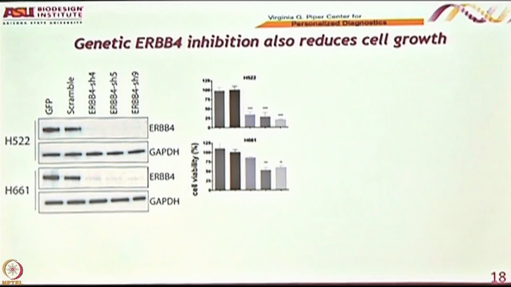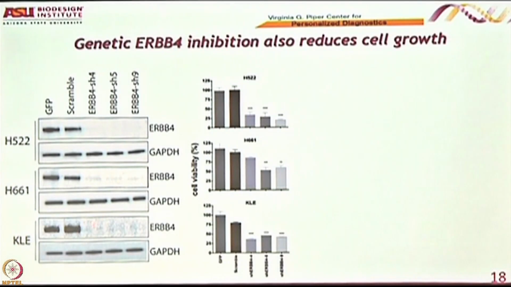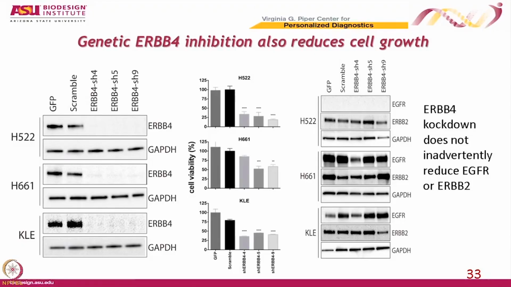Here's another cell line, knock down ERBB4. Once again, you see reduced cell growth. Here's yet another cell line, knock it down. Once again, you see reduced cell growth. So knocking down ERBB4 by itself, using 3 different shRNAs in each case, is sufficient to reduce cell growth. So we felt we had pretty significantly demonstrated that this cell growth inhibition was due to ERBB4 inhibition.